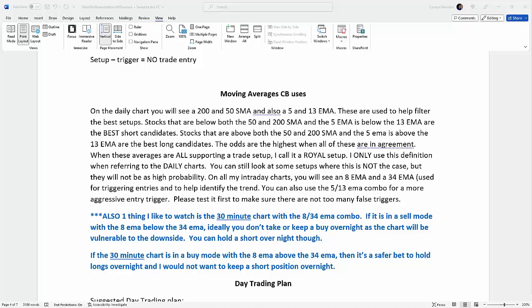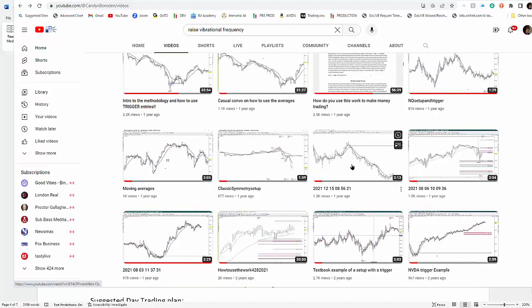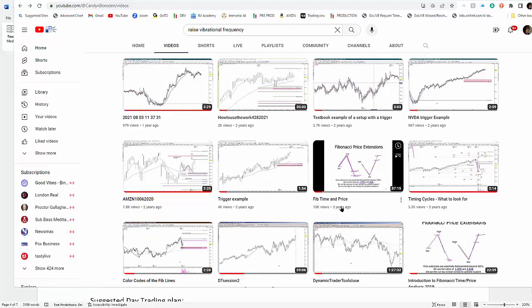Yeah, triggers. Okay, well, and again, this is why I have that post that gives you all of these videos. Let me see if I still have that. First of all, there are tons of videos on the triggers. NASDAQ setup and trigger, but it's just a single one. But then I think I have this is another example of how to use the work.